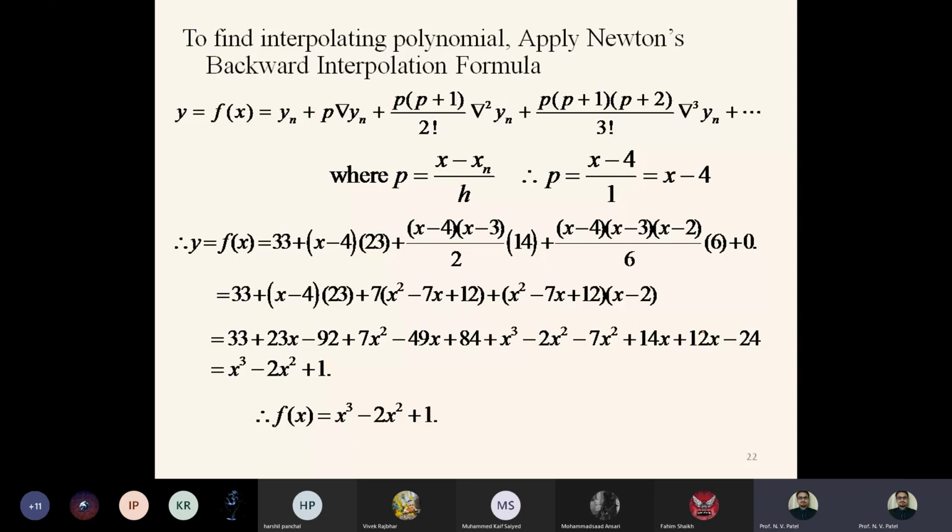Here are some practice problems for you, example number 9 and example number 10. So write down all these 10 examples in this practical number 3. Okay, so it is the end of this practical number 3, that is Newton's forward interpolation and Newton's backward interpolation.